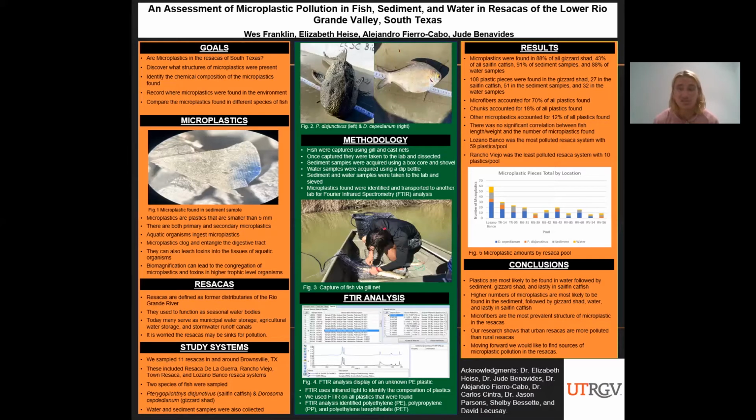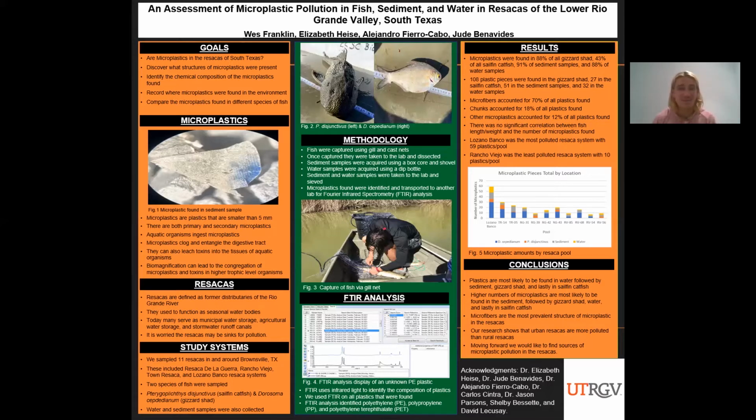This is the first study to look at microplastic pollution in freshwater systems of South Texas besides the Rio Grande River. So there are many goals here. We wanted to gather baseline data and novel information. We wanted to discover what structures of microplastics were present, what chemical compositions, where these microplastics were found in the environment, and if there were differences between microplastics found in different species of fish, as well as in the sediment and water.